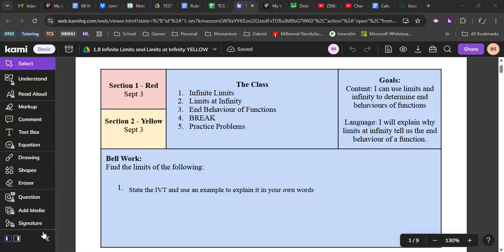Excellent. Go ahead, answer it. The intermediate value theorem, or IVT, is a set of rules that an interval in a function can follow that guarantees a certain output.